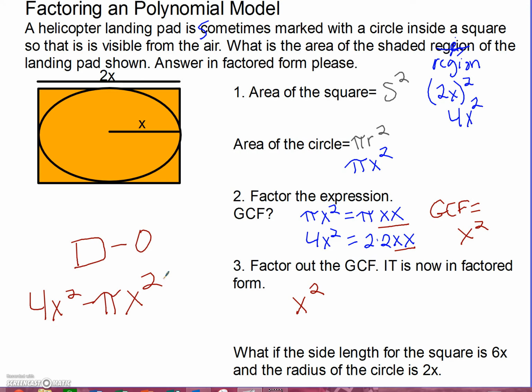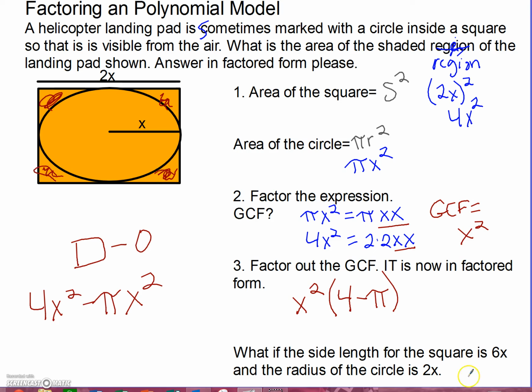Okay, so we want to know, so we have x squared. We take that out, we're left with 4, and we're left with pi, so minus pi. Okay, all right. Sorry I didn't shade that like I should have, but the shaded region would be this section. We want to know what is the area of that section, which we figured out.